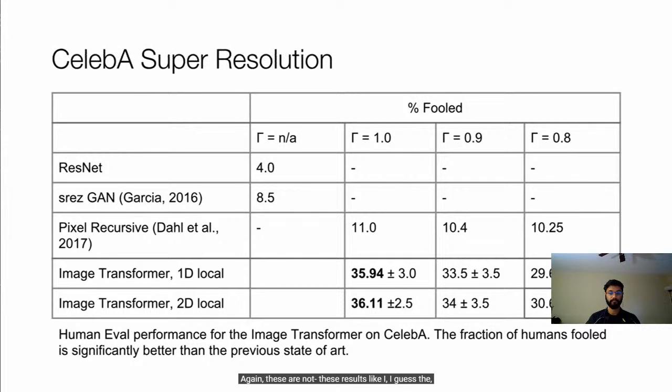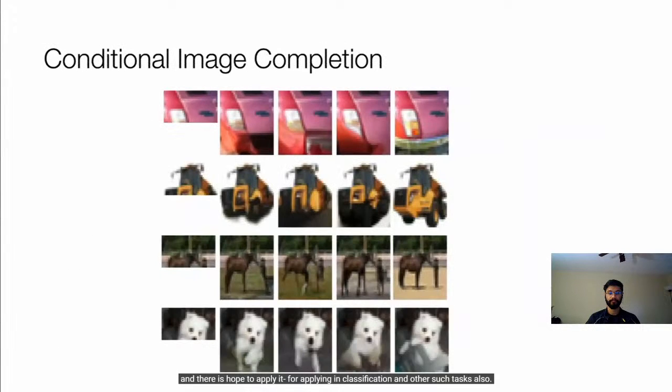Again, I guess the latest GAN result from NVIDIA makes this look like a joke, but I mean we're starting later than GANs, so hopefully we'll catch up. But the point here is that this is an interesting inductive bias for images, a very natural inductive bias for images, and there is hope for applying it in classification and other such tasks also.